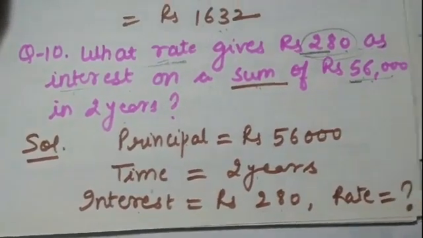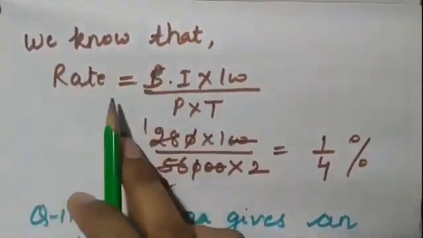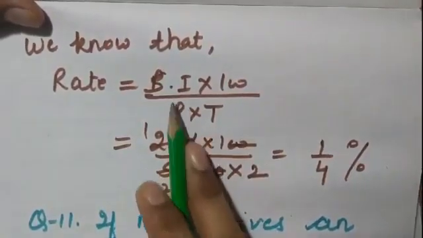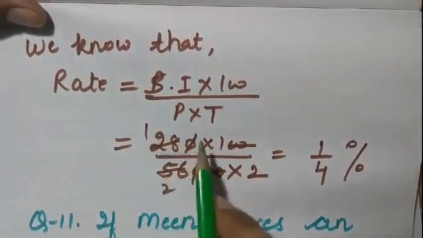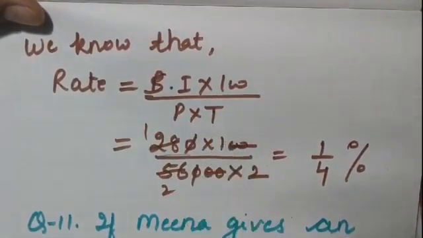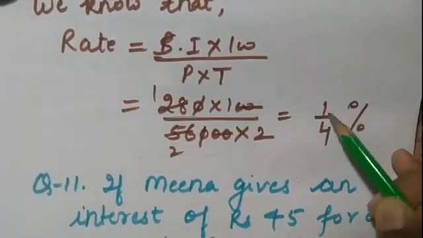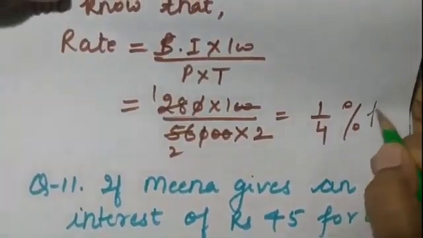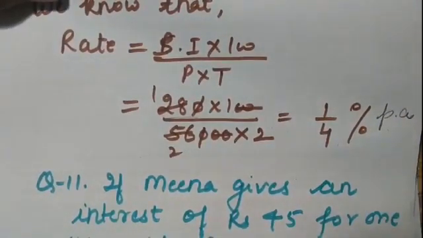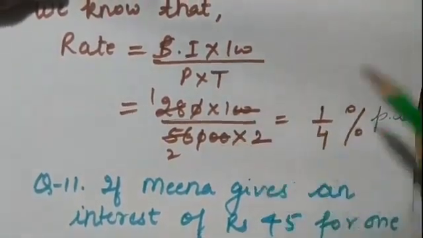So how will you calculate the rate? We know that rate can be calculated as simple interest into 100 over P into T. Simple interest is rupees 280, and P is 56,000, T is 2 years. On solving you will get 1 by 4. This is the rate of interest, 1 by 4% per annum. So this is question number 10. Just apply the formula and put the values, you will get the rate.